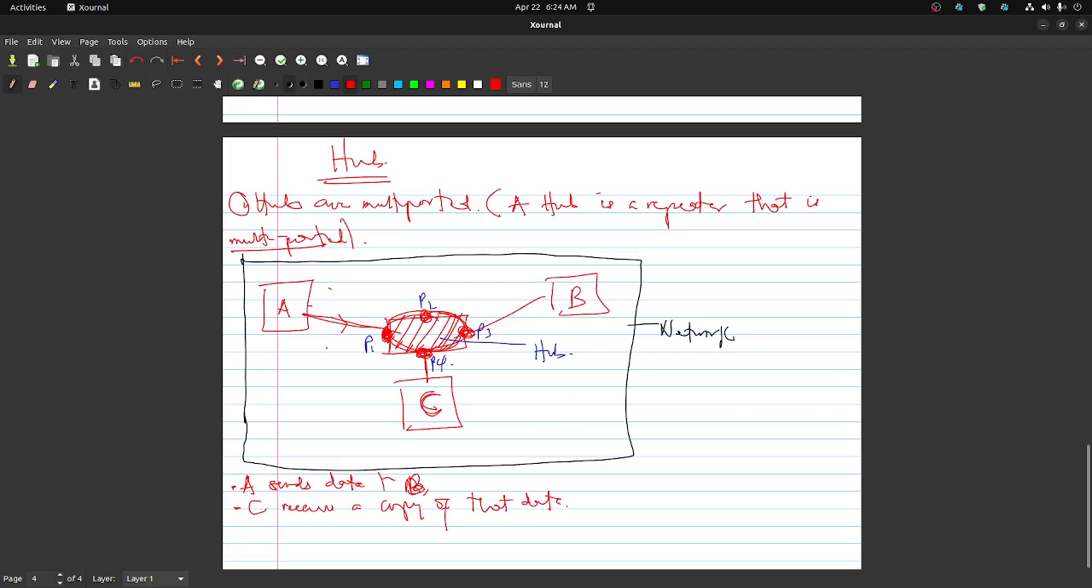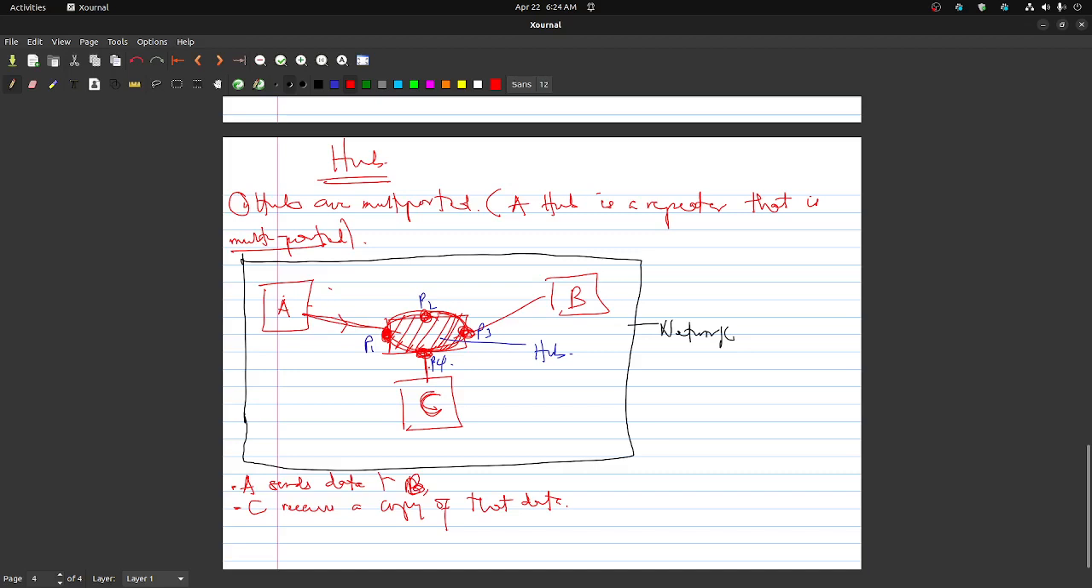What I'm saying is that the data you are trying to send from A is going to B, but C will also have a copy of that data, even though this data is not intended for C. Understand? So you're sending data to B, but C will also have a copy of that data. So if C is sending data to A, B will also have a copy. If B is sending data to C, A will have a copy of that data.